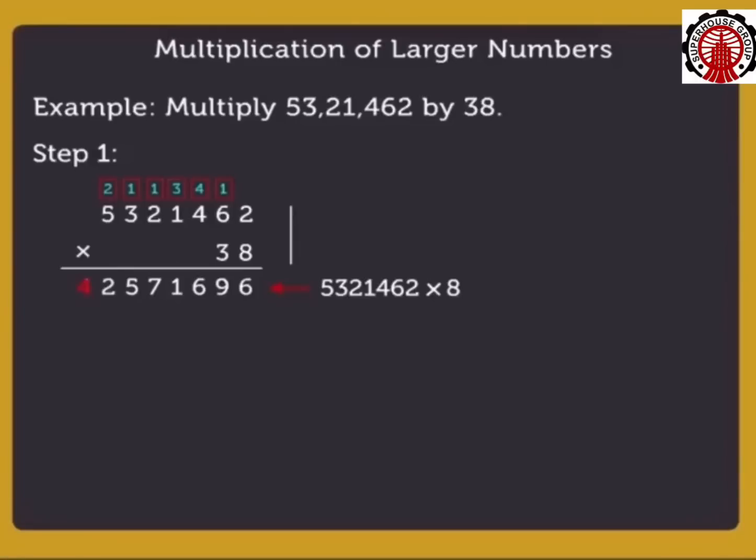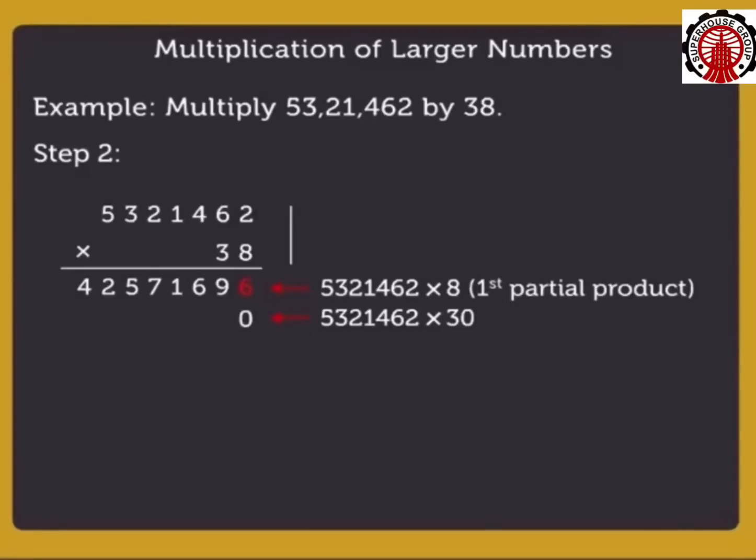We will call 4,25,71,696 as the first partial product. Step 2. Multiply 53,21,462 by the digit in the tens place of the multiplier. As the digit 3 is in the tens place, we are actually multiplying by 30. So, we write a 0 below the digit 6 of the first partial product.